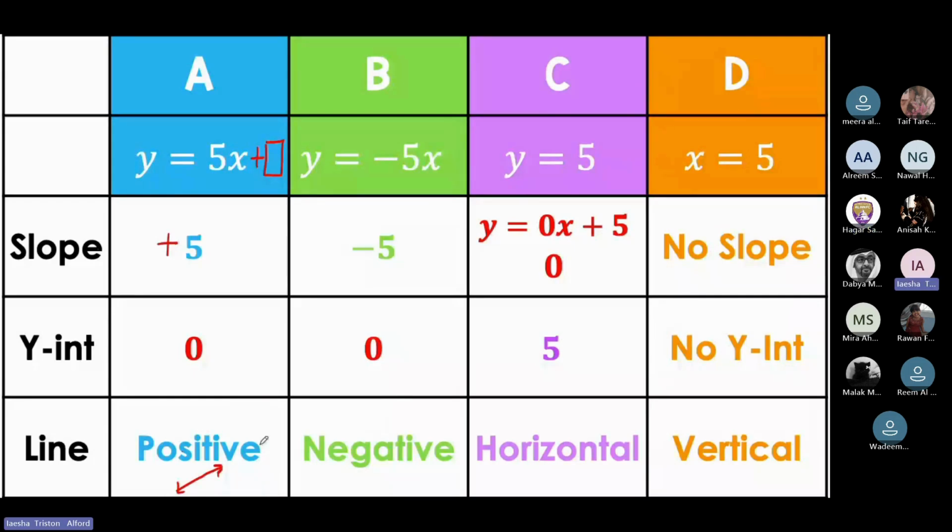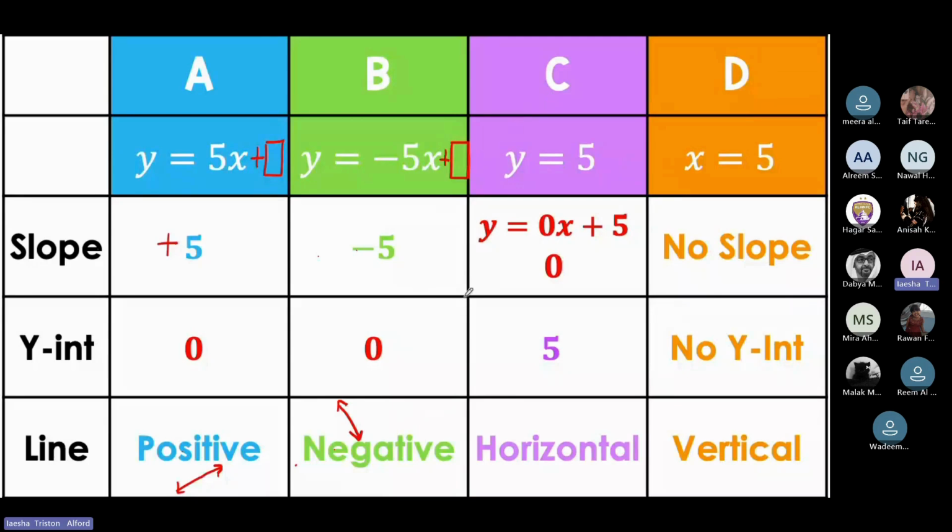For the second equation, y equal negative 5x, your slope is negative 5 and your y-intercept is 0. How do you know the y-intercept is 0? Because there is not plus any number here. It means the number should be 0 there. Remember, the slope and the line have to match. If this one is negative, the line should be negative. So you go down from left to right.